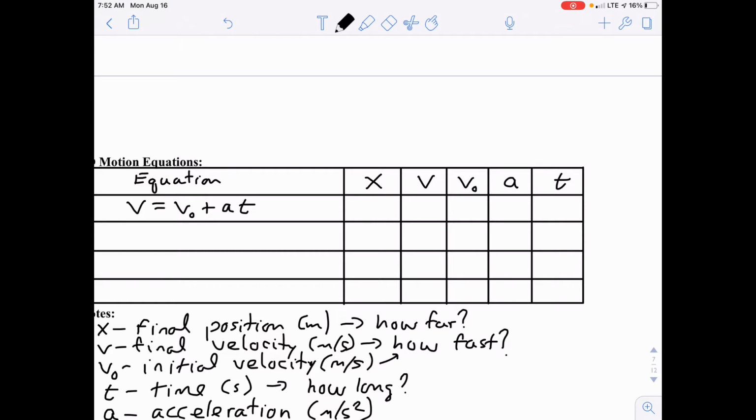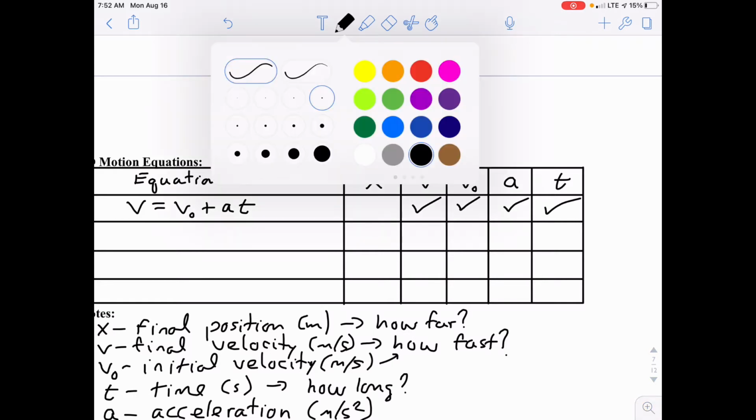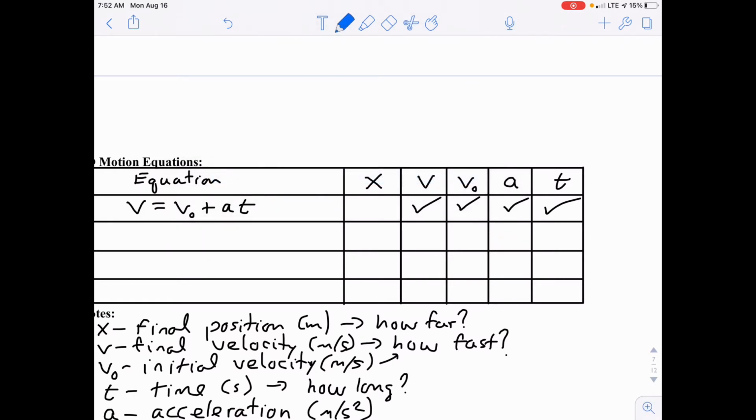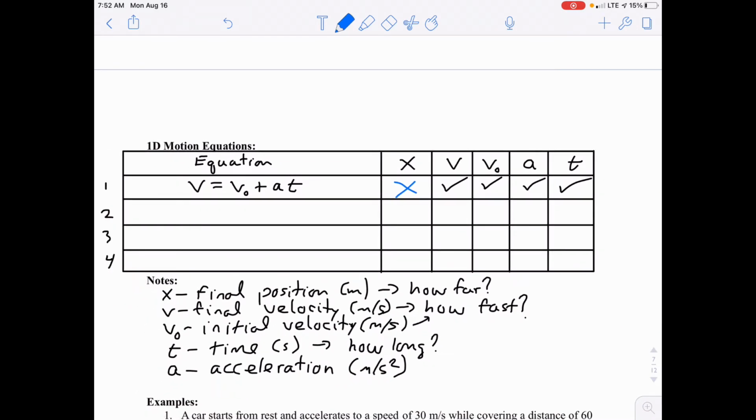Every equation is always going to have 4 variables present. 1 variable will not be there. So in black, let's check them off. So we have v final. You can see it right here. We have v naught, initial velocity. We have acceleration. And we have time. So clearly, the one variable we do not have in this equation is final position. So if the question is asking you how far and you're looking for final position, it should be clear to you that you're not going to use that equation.